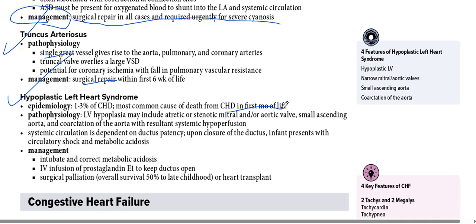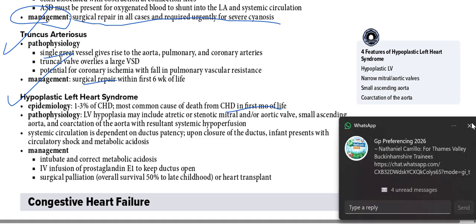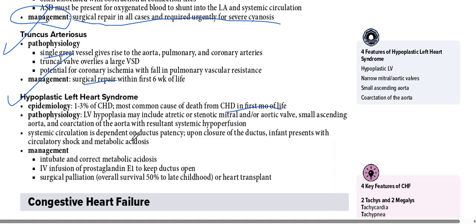Okay, hypoplastic left heart syndrome is the most common cause of death from congenital heart disease in the first month of life. So what will happen? There will be systemic hypoperfusion. The systemic circulation is dependent on ductus patency. Upon closure of the ductus, the infant presents with circulatory shock and metabolic acidosis.